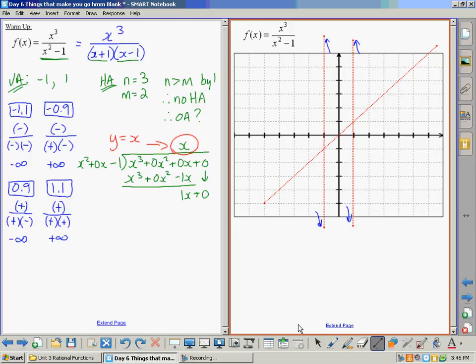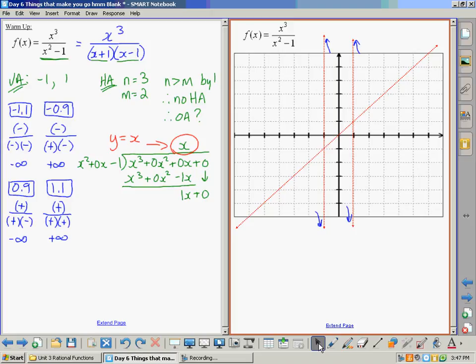And there it is, going through 0. Just going to make it a bit longer. And there's the oblique asymptote, y equals x. Now, of course, that's all we know. Calculus will allow us to determine whether the graph comes above or below the oblique asymptote, but right now we're just going to have to draw on experience.